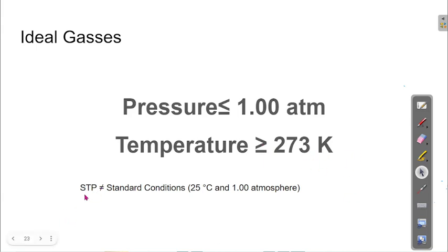Do not confuse standard temperature and pressure with standard conditions, because remember that when we do labs, we talk about standard conditions. Okay, and that is 25 degrees Celsius, because most rooms are kept at that temperature at 1 atmosphere. That's standard conditions, and we use standard conditions in lab situations. So do not confuse the two. Standard temperature and pressure are those two, and you need to memorize them.